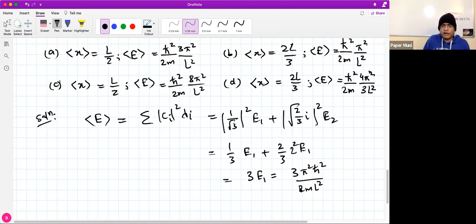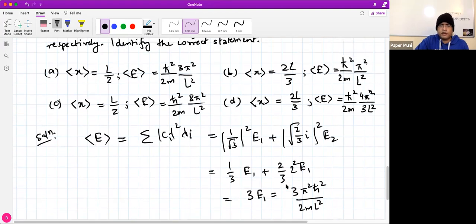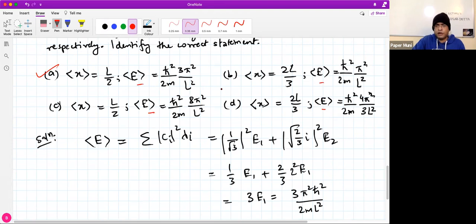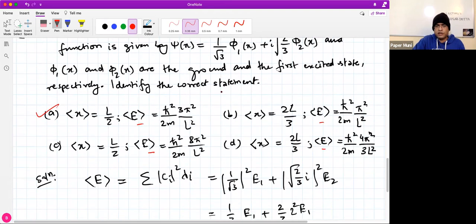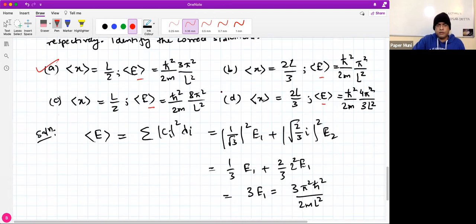So are we getting it? This matches with option A, so this is correct, and there is nothing else we have to verify. All the energy eigenvalues are different. Since phi1 and phi2 are eigenfunctions of energy, this will give you the answer directly.